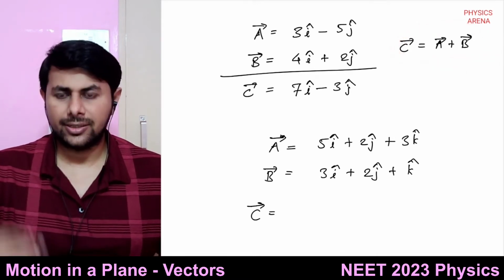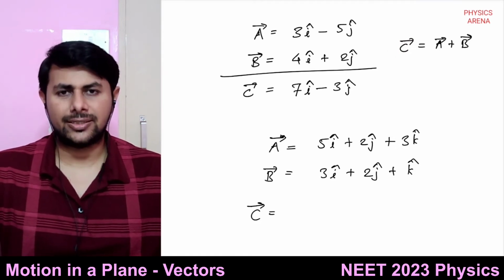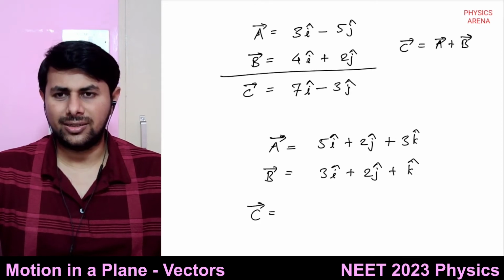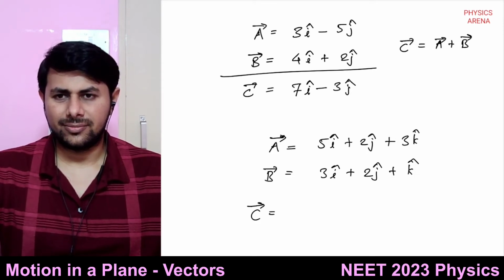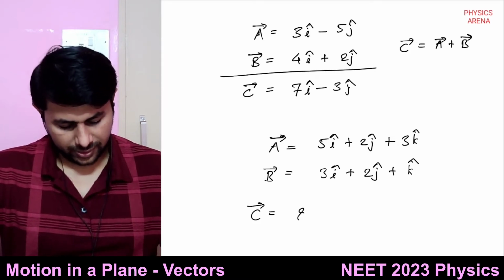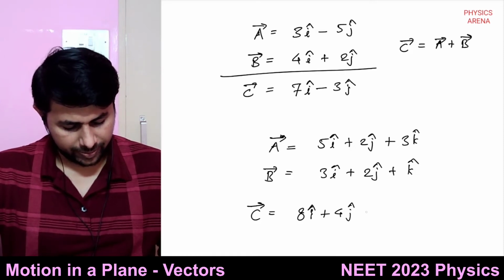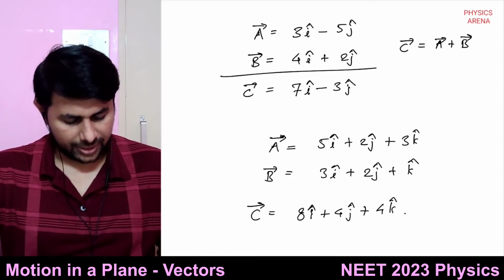Just add x component to x component, y component to y component, and z component to z component, right? Tell me. Yes, sir. 8 i cap plus 4 j cap plus 4 k cap.